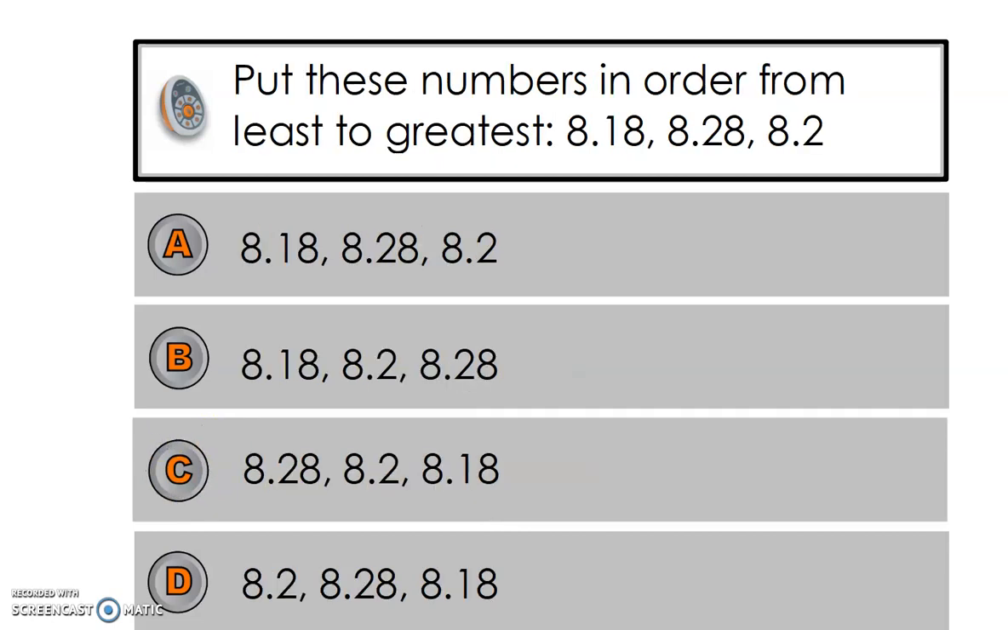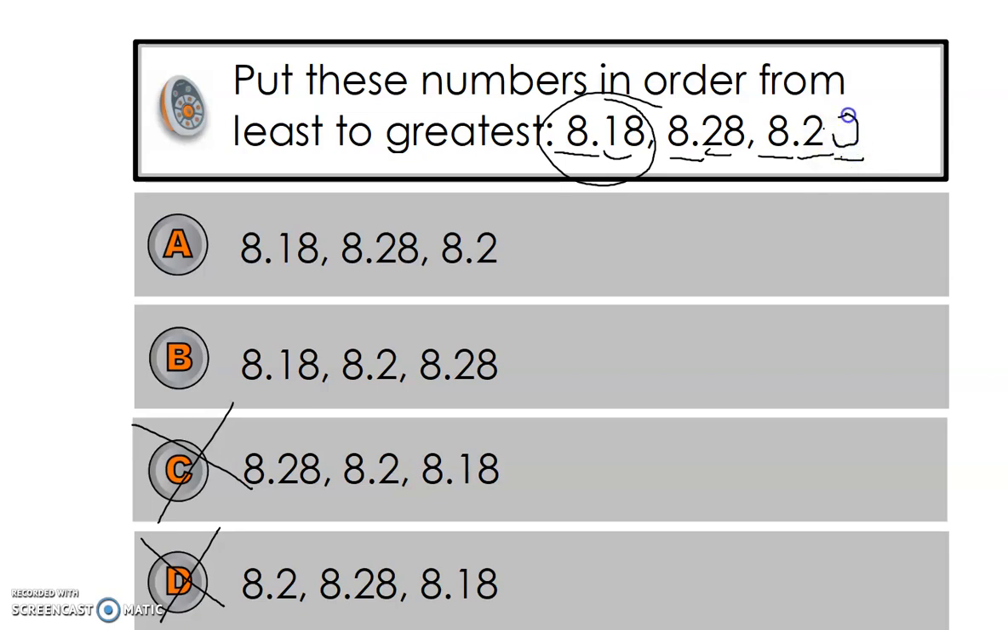Last one, put these numbers in order from least to greatest. You can pause and pick your answer. Least, so I go ones, they're the same. So I go to the tenths, I have a 1, I have a 2, and a 2. So the least is going to be 8 and 18/100ths. So I can cross out C and D. Now I have to decide 8. Oh, there's nothing in the hundredths.